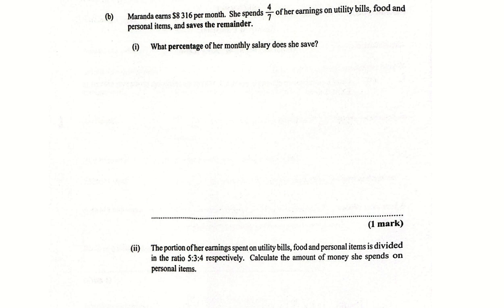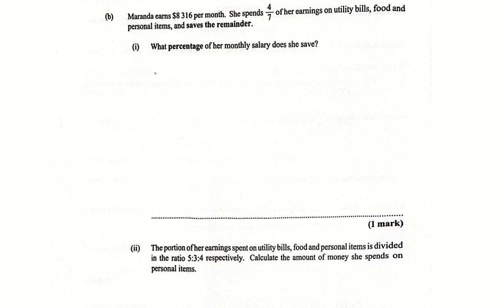Miranda earns $8,316 per month. She spends 4/7 of her savings on utility bills, food, and personal items and saves the remainder. What percentage of her monthly salary does she save? So first off, we need to find out.